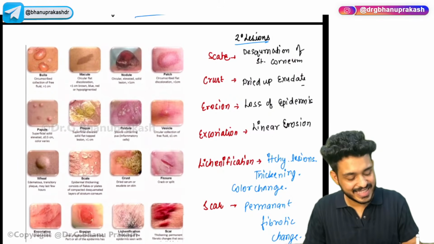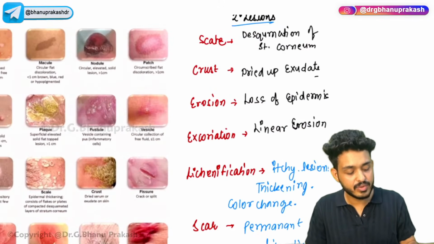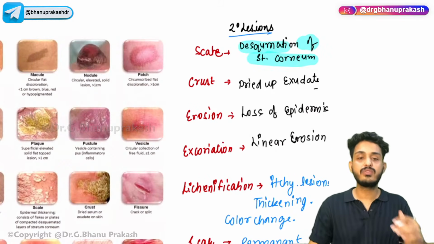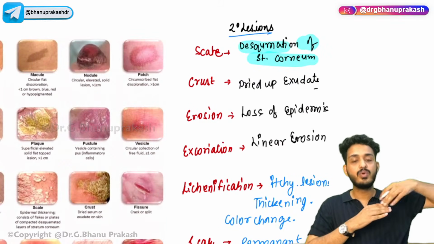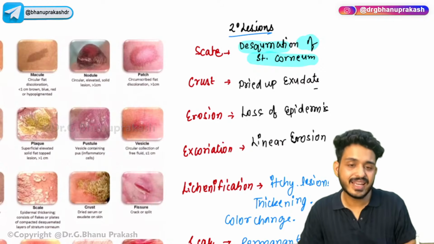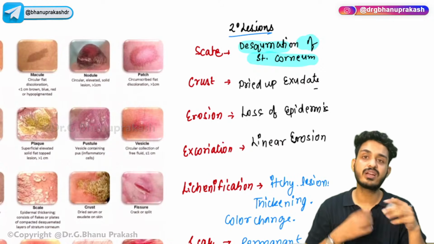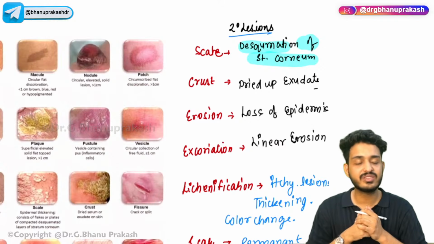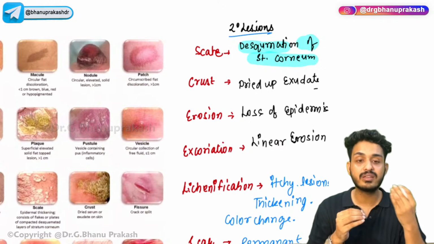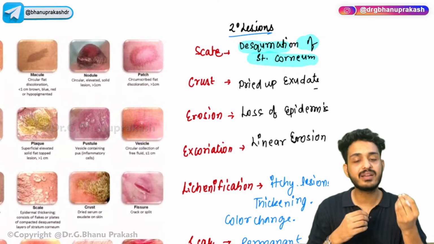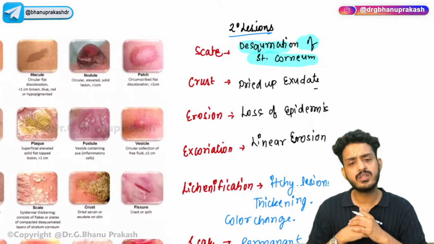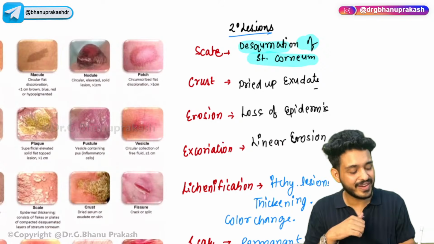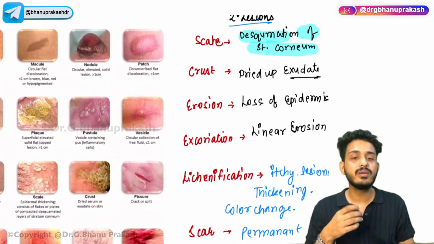What is the scale, guys? Remember I've told you about scale. Scale is nothing but desquamation of stratum corneum. I've told you squamous cells will be moving apart. That is your scaling. Second thing is your crust. What is a crust? Sir, crust is nothing but your dried up exudate. You will be finding honey colored crusting in impetigo. Bullous or non-bullous impetigo? Try to answer. So we are having crusting, that is your secondary lesions.